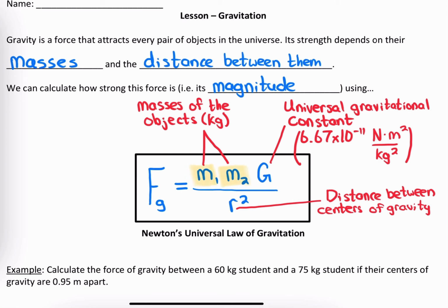You'll notice there's no vector hats on the top of FG here. Force is always a vector. The reason there's no vector hat on this equation is because this equation does not tell us the full part of FG. This equation only tells us the magnitude. To find the direction, we have to do that on our own. And that's fairly straightforward because we know gravity pulls on things.